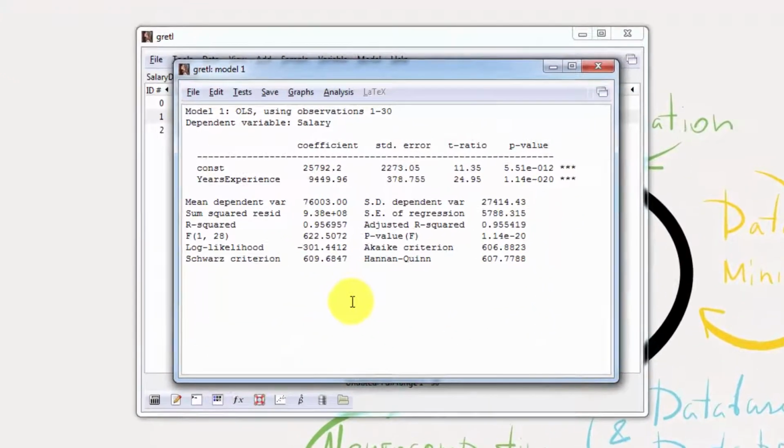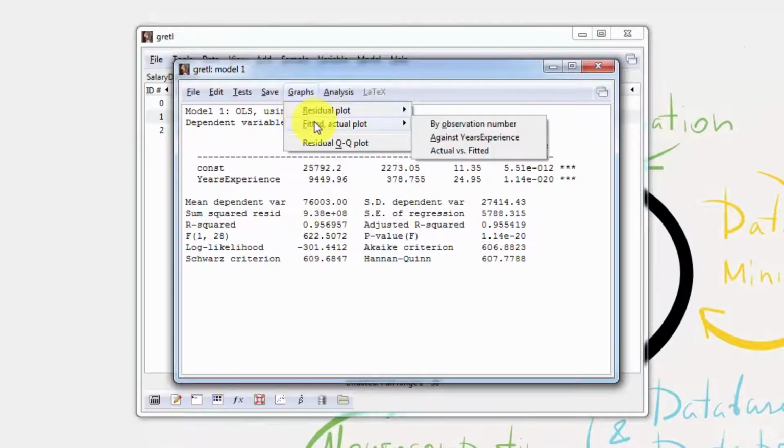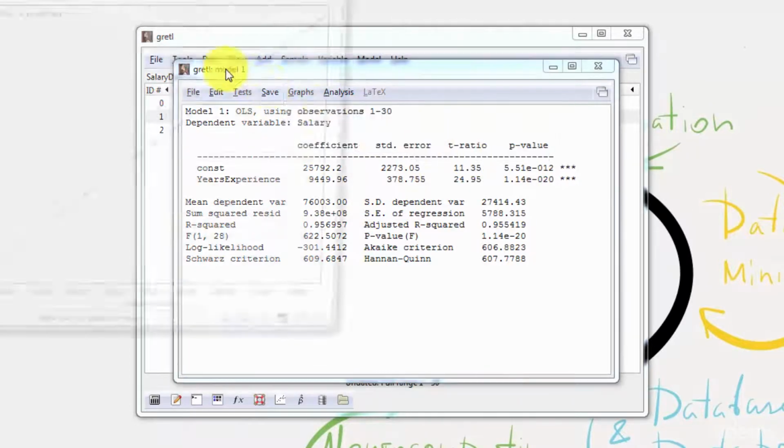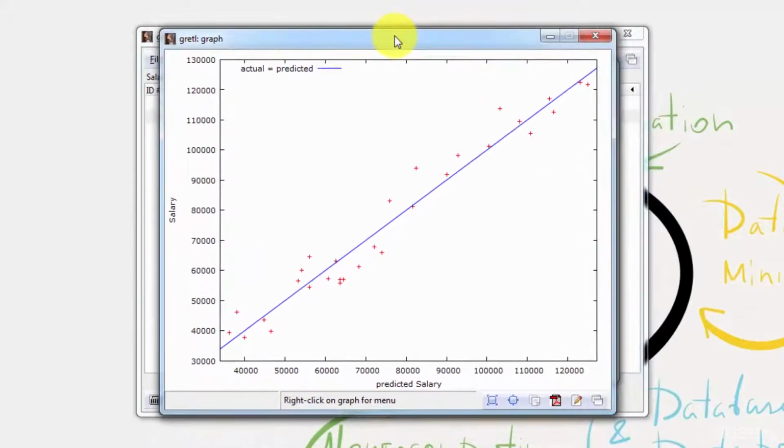All right, so now what we're going to do is look at the graphs. The first way you can bring up the chart of the linear regression model is you go to graphs and you go to fitted actual plot and then just go actual versus fitted. And here you've got your observations, which are in red, and the model, the fitted model in blue.